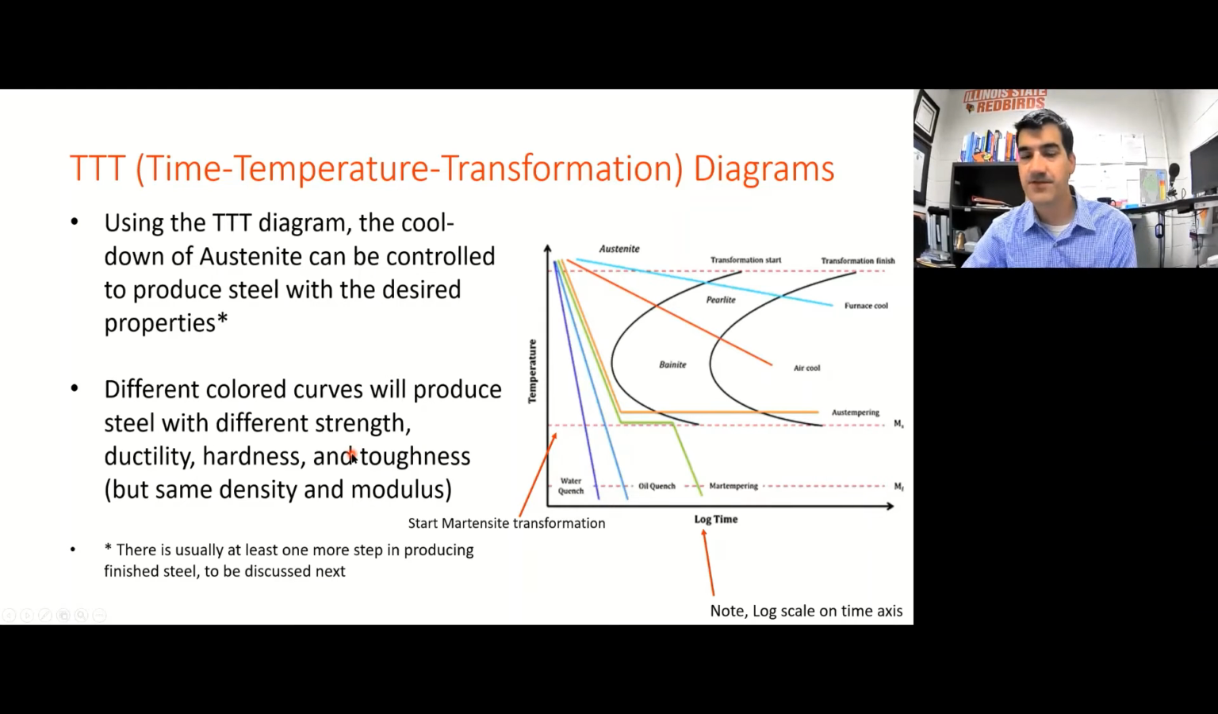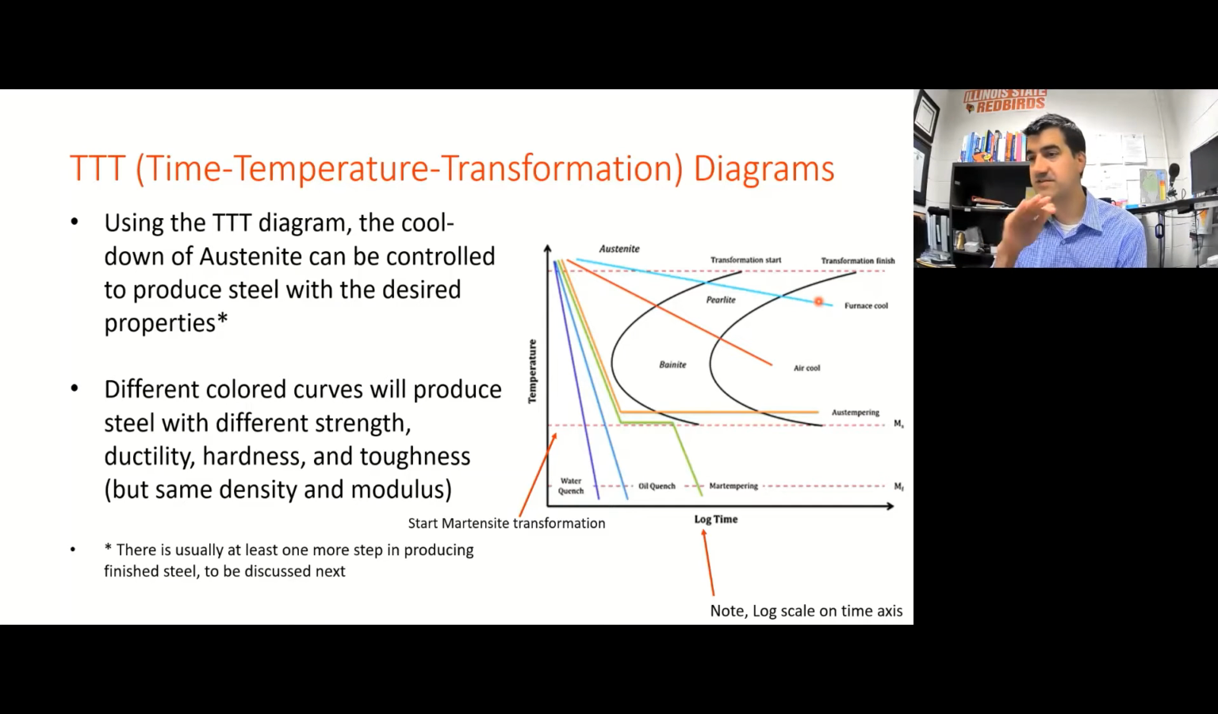Here's another example of a TTT diagram. There's a bunch of different curves here, and you can see they all do a different thing. So it depends on what your desired mechanical properties are, whether you're going to follow the purple or the blue or the green or the light blue curve. And they will all result in different mechanical properties of the finished product.